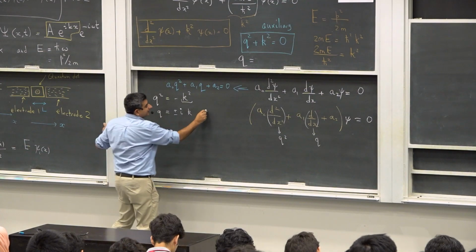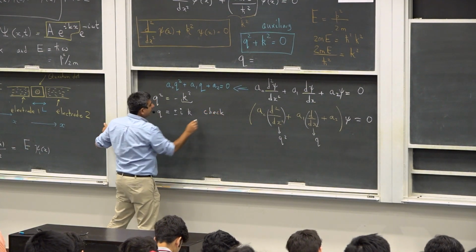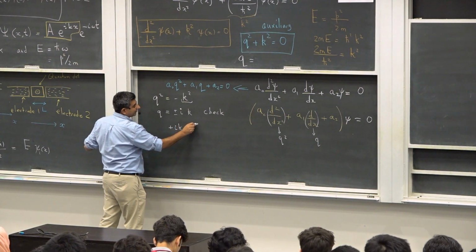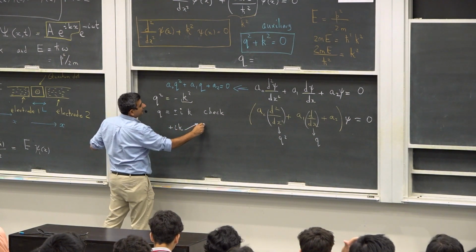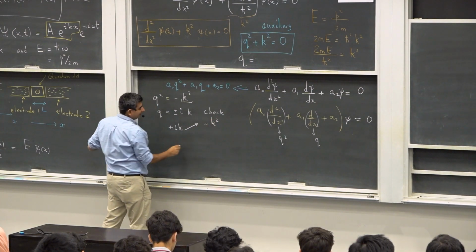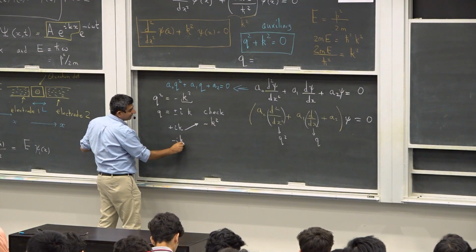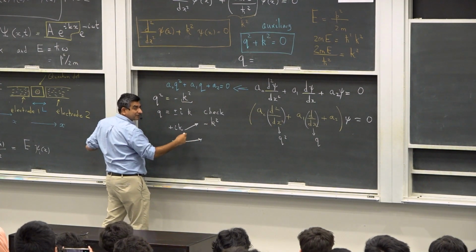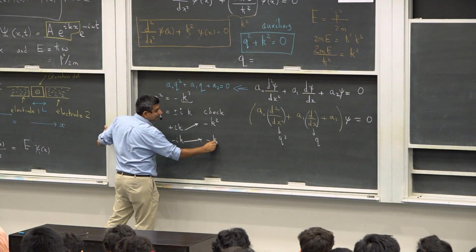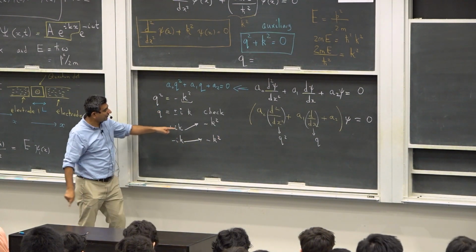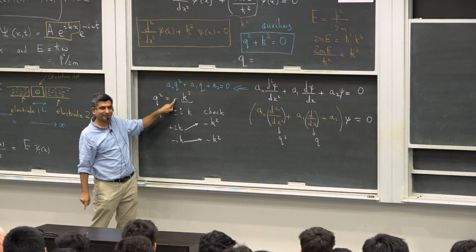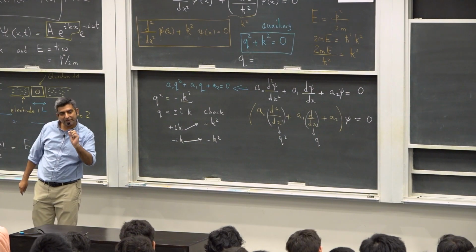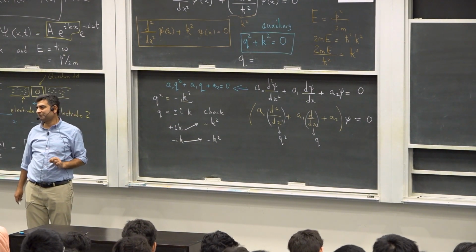I can check this. If I have plus ik as my solution, I square it, what do I get? Minus k square. If I have minus ik, I square it, what do I get? Once again, minus k square. So in each of these cases, the squaring operation gives me minus k square. So there are two solutions to q, plus iota k and minus iota k.